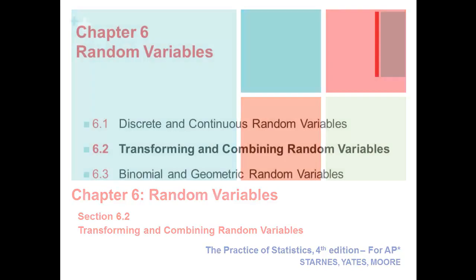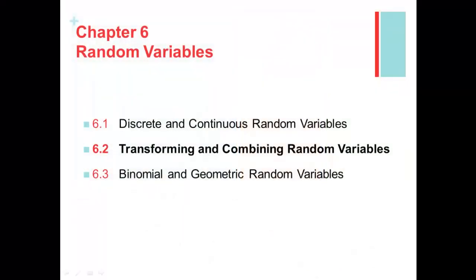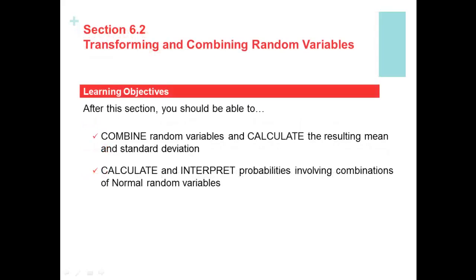Section 6.2, Day 2, the second day of transforming and combining random variables. Today we're going to focus on combining random variables. After this section, you should be able to combine random variables and calculate the resulting mean and standard deviation. Also calculate and interpret probabilities involving combinations of normal random variables.